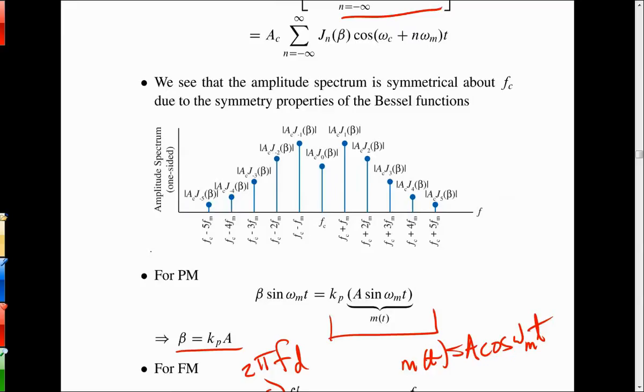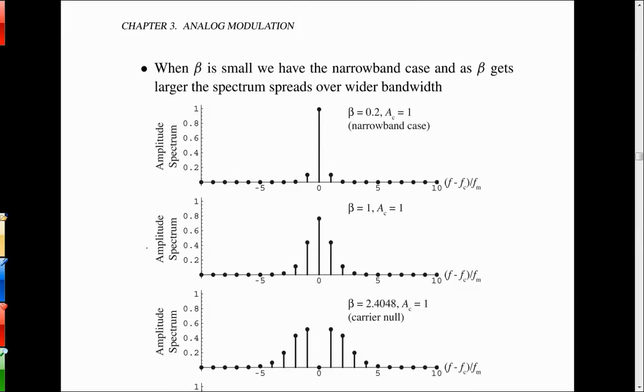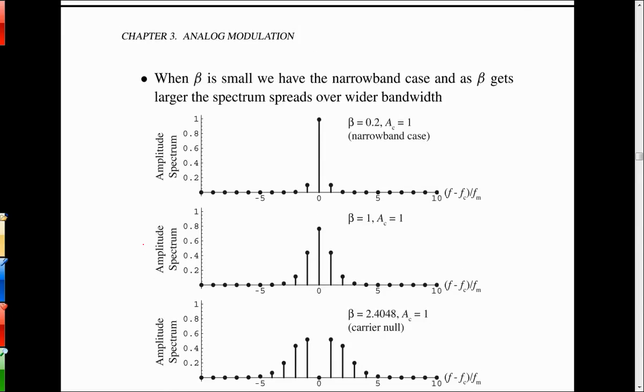That's what we call the narrowband case, and that we talked about earlier. When beta was much less than 1, then we could use a power series expansion, and the dominant term is just the first sideband. So this would constitute narrowband, because all we have of any significance is the first sideband pair.